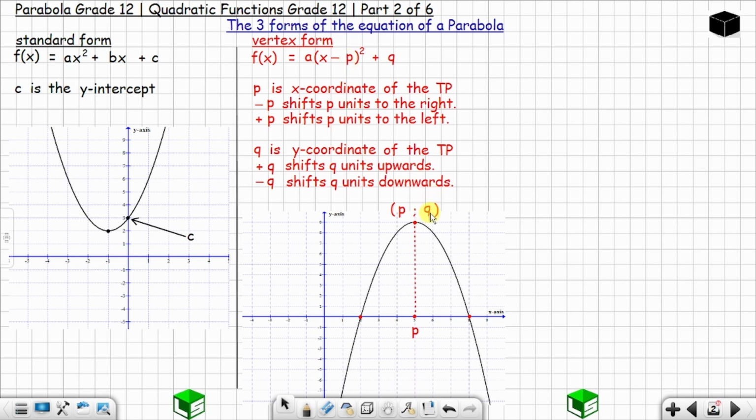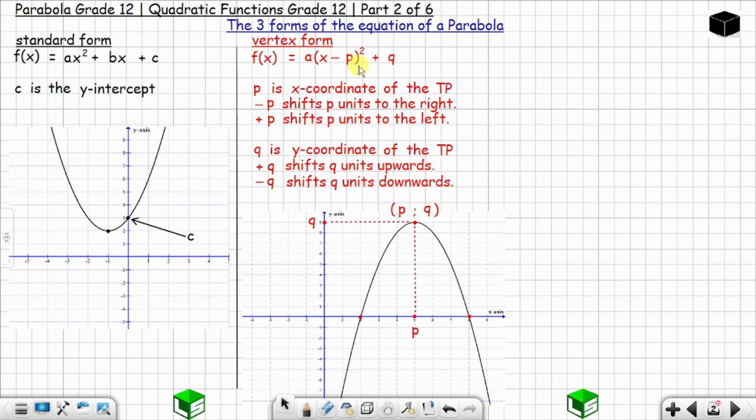And your Q is the y coordinate of the turning point. So you have it there, that point, it's Q. In this case, for example, q is equal to 9, you can see. So you can have plus 9 there, and your q is 9. But here, your p is 5. When you put it back there, it's going to be negative 5.